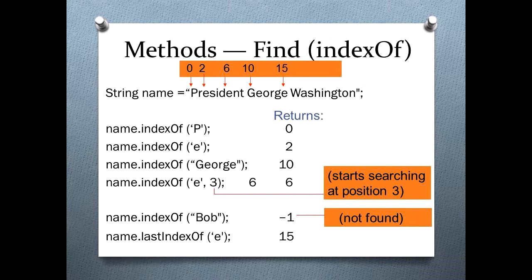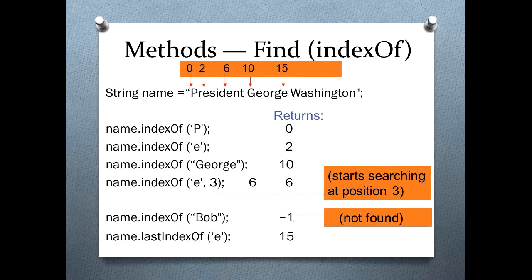Now let us move on to the next string method, that is index of. So what is index of? Here I have taken an example as President George Washington. The string name is President George Washington. What are the kinds of index we can find? The first one is name. When you use the method, name is nothing but President George Washington. So President George Washington dot index of P. P is in which position? You can see I have given a number here. P stands for 0th position.